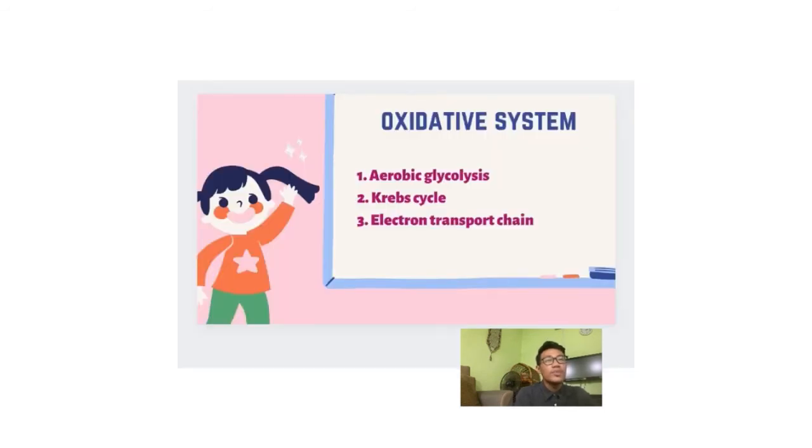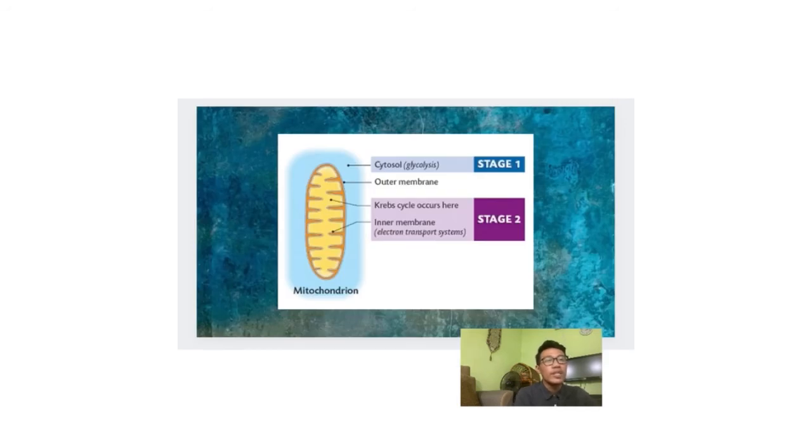Next, oxidative system. First is aerobic glycolysis, second is Krebs cycle, and third is electron transport chain. So this is a diagram of mitochondria. It has two stages. Stage 1 is cytosol glycolysis, and stage 2 is the inner membrane, which is the electron transport system. And Krebs cycle occurs here in stage 2. The oxidative system relies on oxygen to break down fuels for energy, and it produces ATP in mitochondria of cells, and it yields much more energy, which is ATP, than anaerobic systems, working submaximally at 60 to 80% of maximum effort. It's for endurance events, and it also involves aerobic glycolysis and fat oxidation.